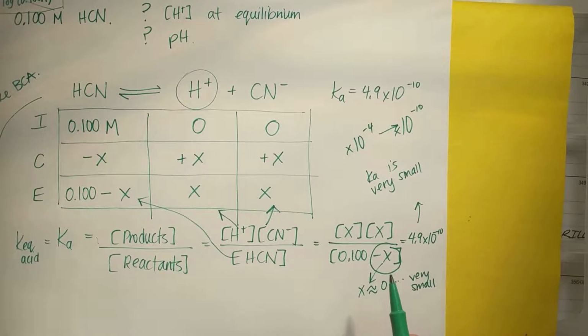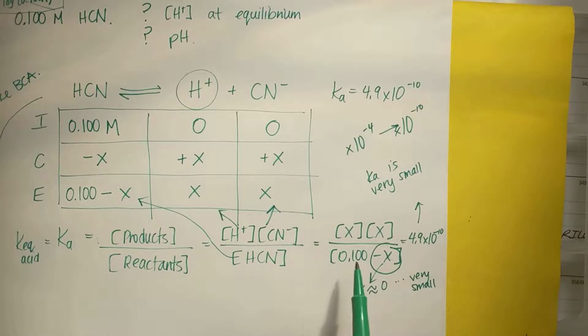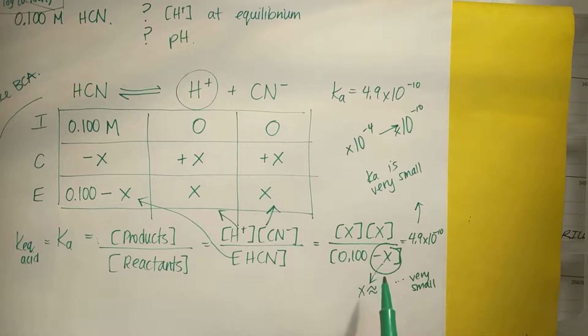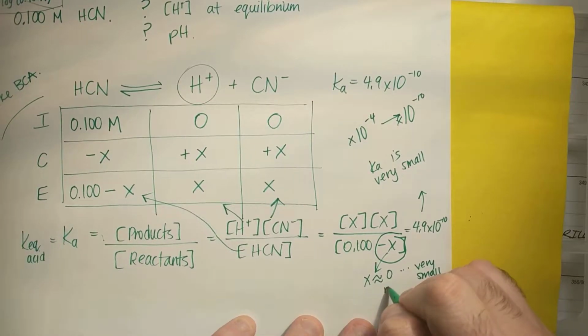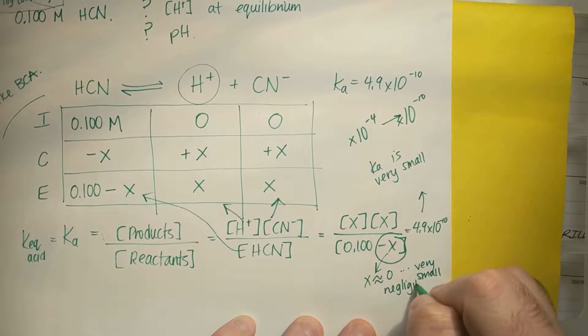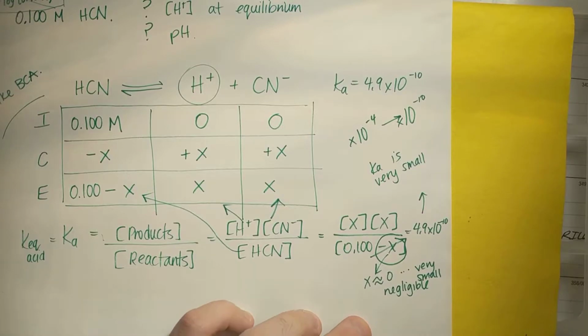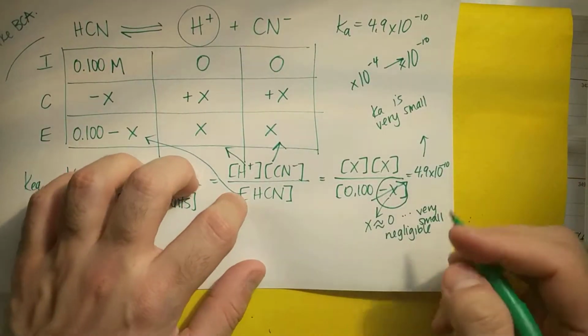Right? So if this X in the denominator is very small, let's say I found out that X was 0.000001. If I do 0.1 minus 0.000001, I'm going to get about 0.1 left. That's what I mean by X is approximately 0. It's very small. It's negligible. So what I could do is cross out this X in the denominator and simplify this calculation.